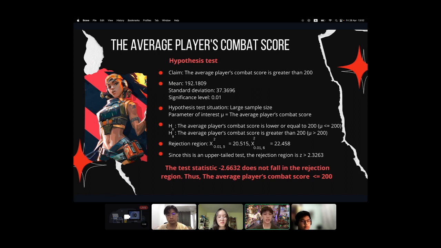Then we get the rejection region. Since this is an upper-tail test, the rejection region is z greater than 2.3263. Then we can conclude the hypothesis test: the test statistic is negative 2.6632, which does not fall in the rejection region. Thus, the average player's combat score is lower than or equal to 200.